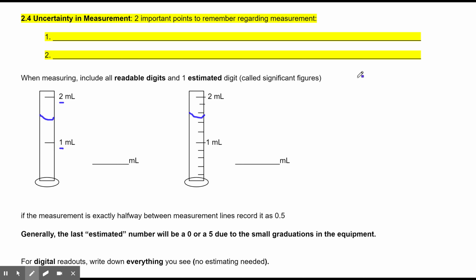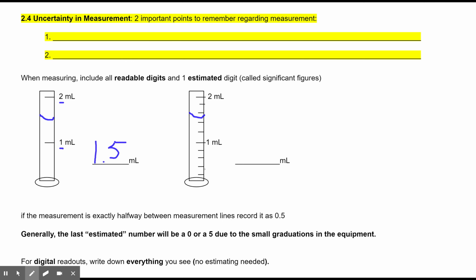This is where our significant figures come in. Our readable digit is in our ones column. Remember our ones column, our tens column, and then after the decimal point, the tenths, the hundredths, the thousandths. So we're able to read to our ones column, and our readable digit is going to be 1. Our estimated digit is going to be in the tenths place. So we'll say that's about 1.5 milliliters in our graduated cylinder on the left.